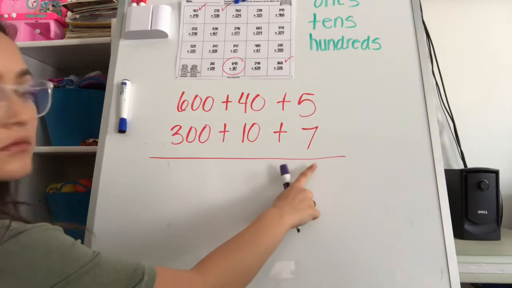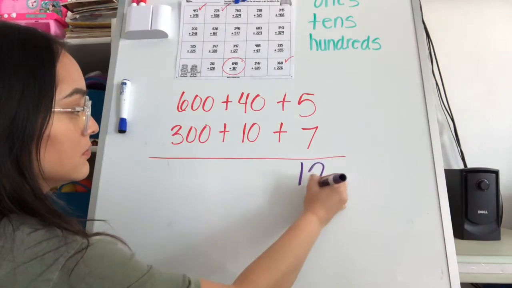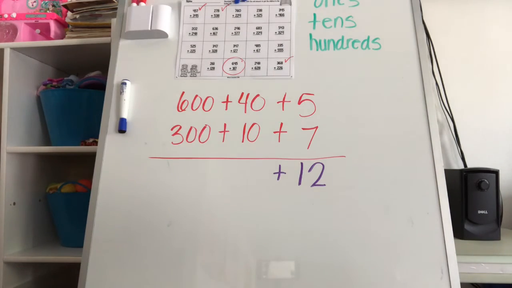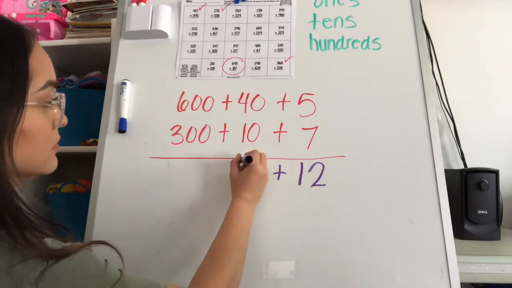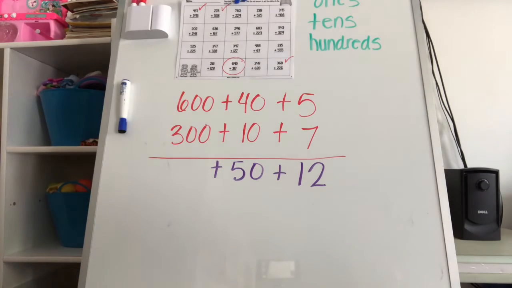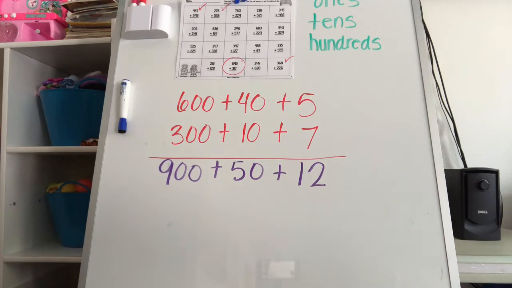We know we always start in the ones place. So, be my helper. What are 5 ones plus 7 ones? Yep, 12 ones. What about 40 plus 10? 4 tens plus 1 ten equals 5 tens. Very good, that's 50. Now 600 plus 300 gives us 900.